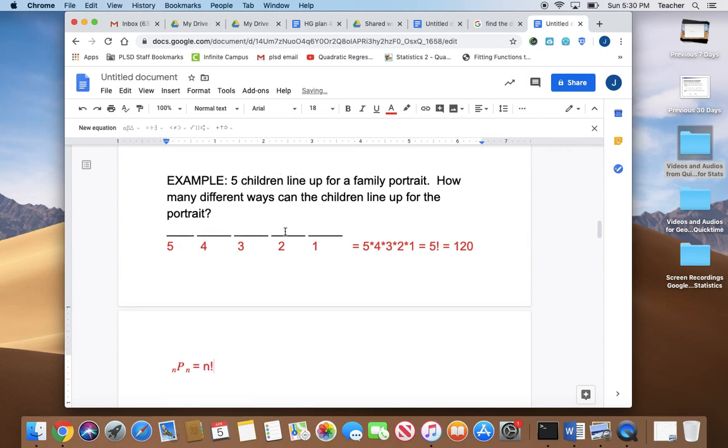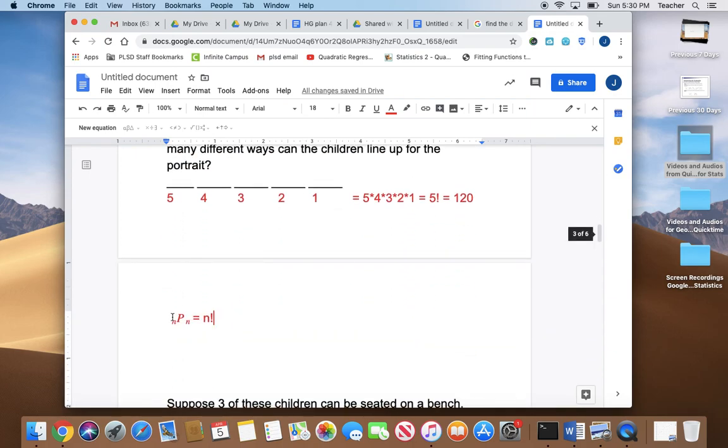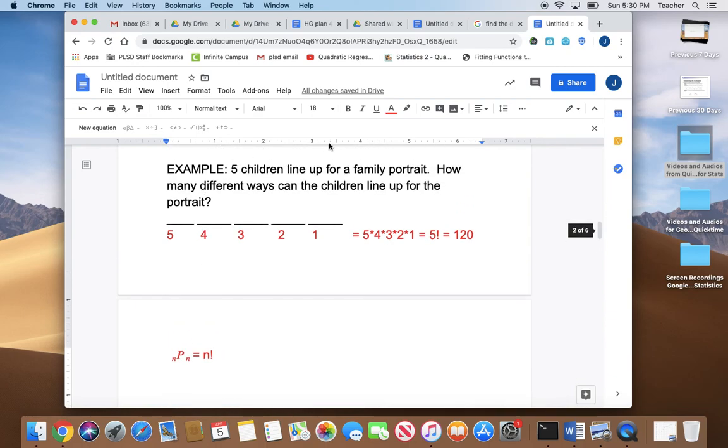So if you notice in the last 2 problems that we've done, we wanted to rearrange the letters of the word math, it was 4 times 3 times 2 times 1, 4 factorial or 24. I'm taking N objects and I'm rearranging all N of them. Now, we're rearranging all of them. So I took 5 children and I want to know how many ways can those 5 children line up for a portrait.